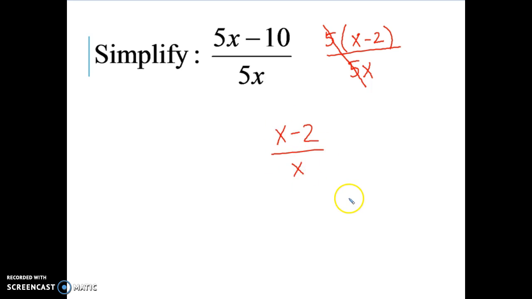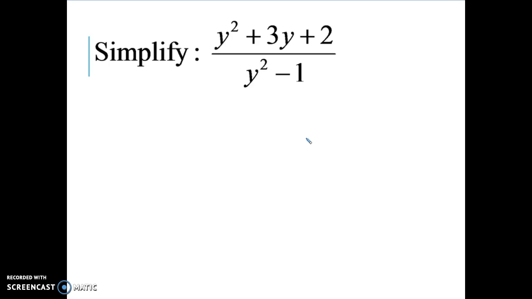Now you can only cancel out factors, and factors are what multiply to get something. Just because I have an x on top and bottom doesn't mean I can cancel it, because this x is part of x minus 2. So the only thing that will cancel this x minus 2 is an x minus 2. You can only multiply with or cancel out what's being multiplied.